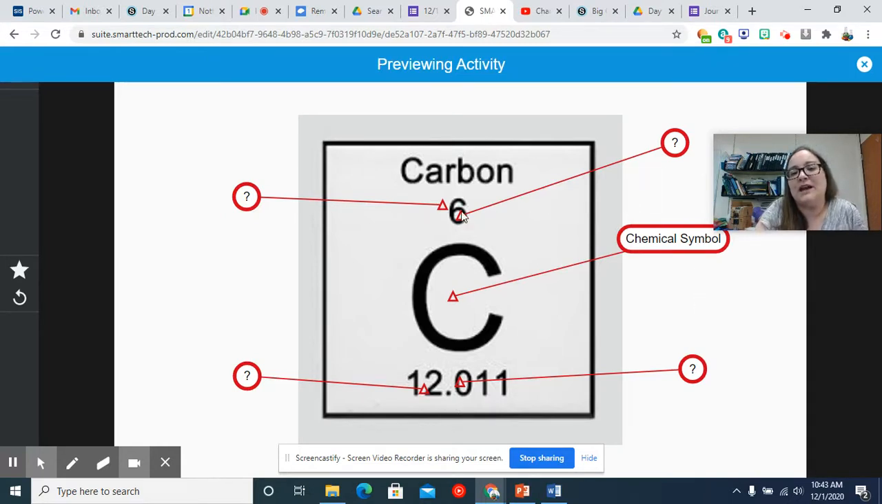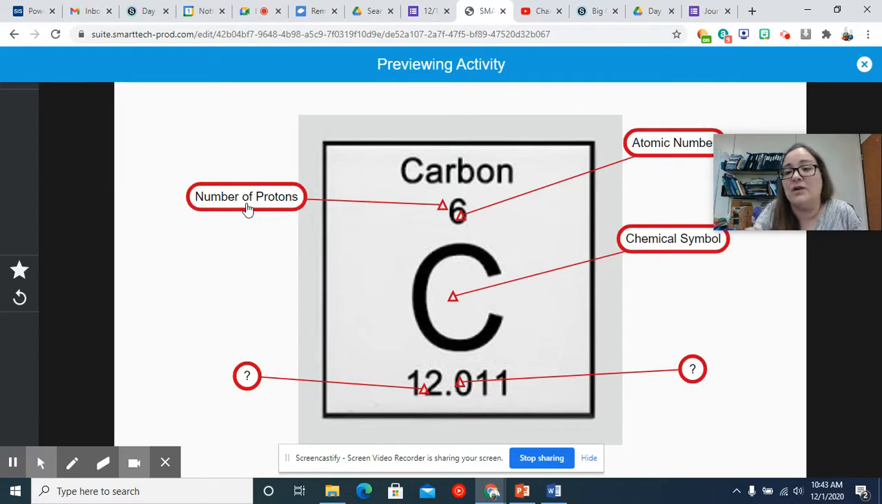All right, how about up here? We have this number 6. We know this is carbon, and we know this number 6 is, that's right, atomic number. And what does the atomic number tell us? It tells us the number of protons. It also will tell us the number of electrons if it is not a charged ion. If it's a neutral atom, it'll also tell us the number of electrons.